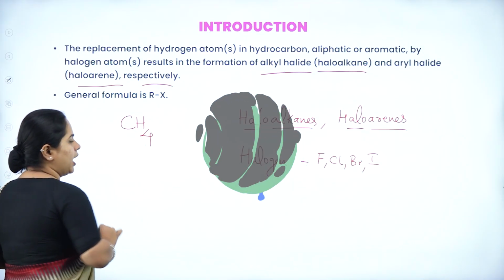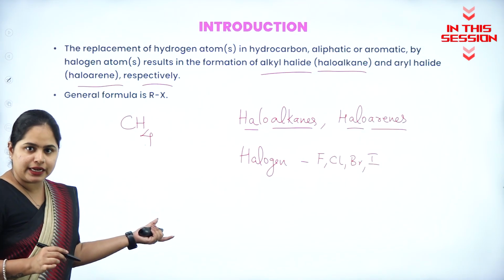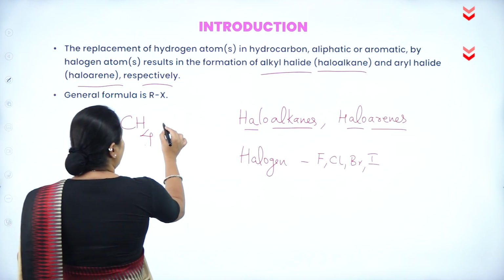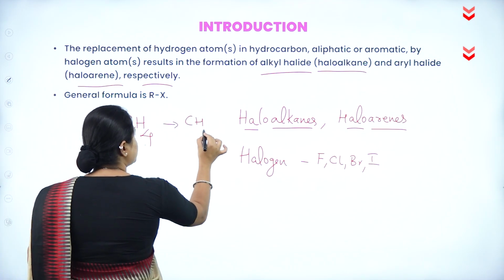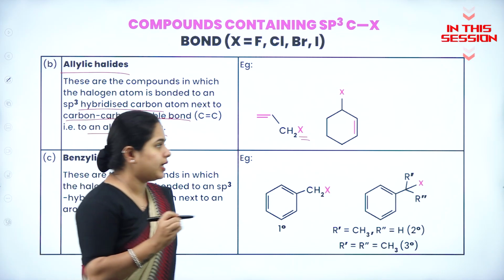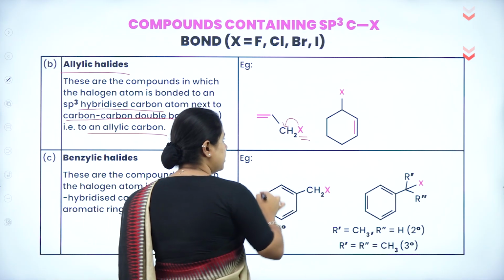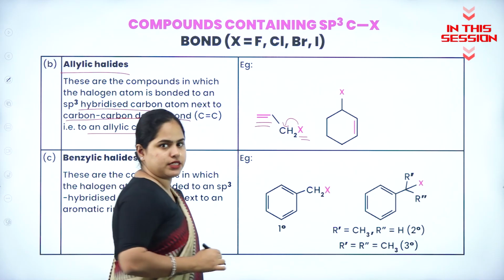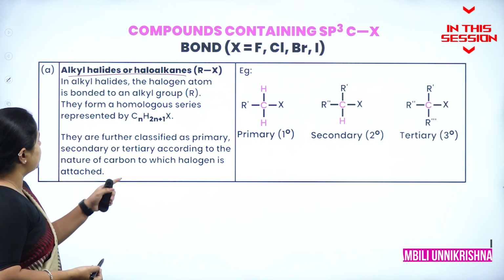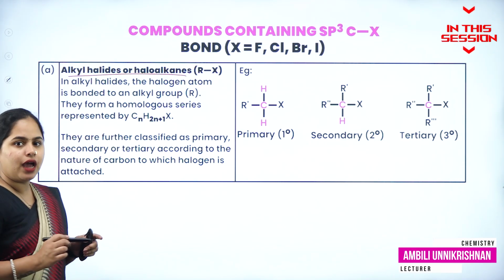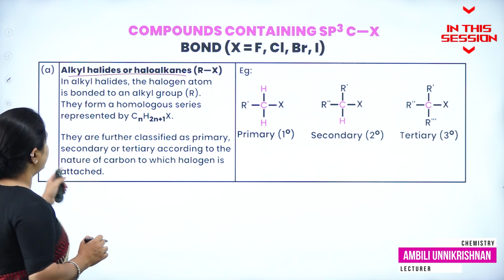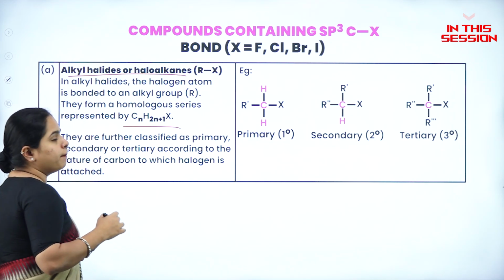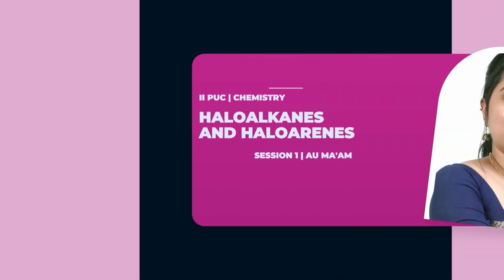One hydrogen atom from your alkane is being replaced by another halogen atom. So what happens? This will become CH3. The halogen is attached to a carbon which is adjacent to a double bond which is present. In alkyl halides, the halogen atom is bonded to an alkyl group. Okay, they form a homologous series represented by CnH2n+1X.